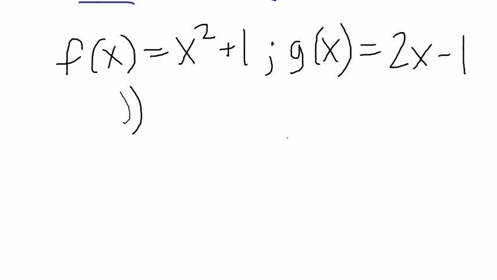So I want to look at a simpler problem here. I've got two functions. F of x is x squared plus 1. G of x is 2x minus 1. It helps a lot if you understand function notation. So if I look at, say, f of 2, what does that mean? Well, it means replace all of the x's with 2's. So I could do 2 squared plus 1, and then I would know that f of 2 is 5.